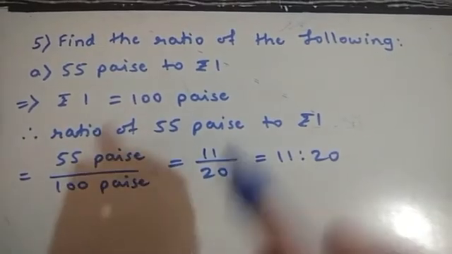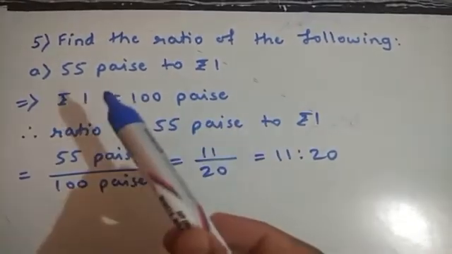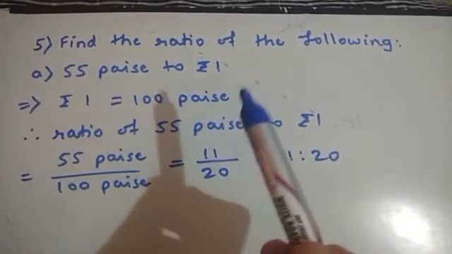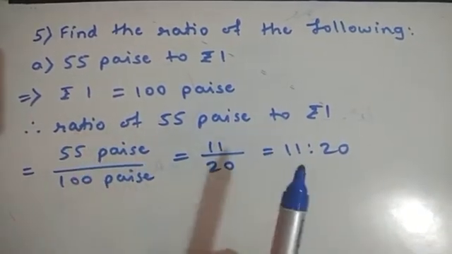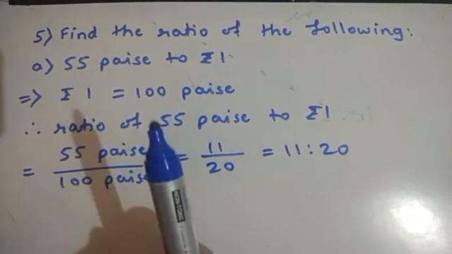See one more question here. Find the ratio of the following. We have to find out the ratio of 55 paise to ₹1. Students, at the starting only I told that to compare any two quantities or to find out a ratio, the numbers must be in the same unit.